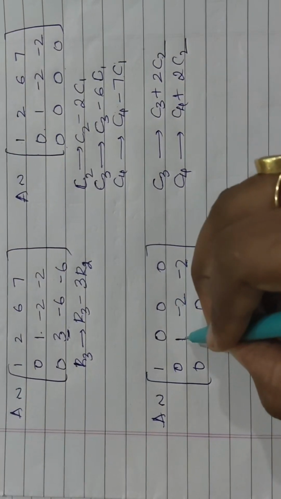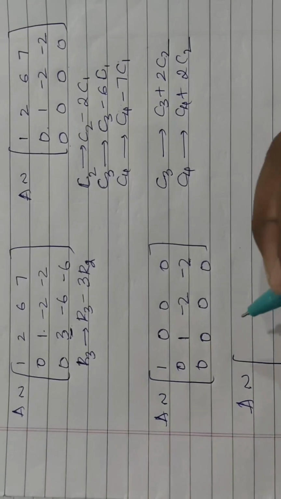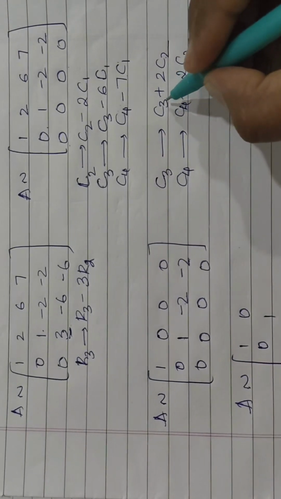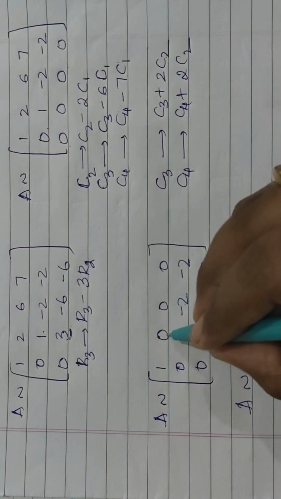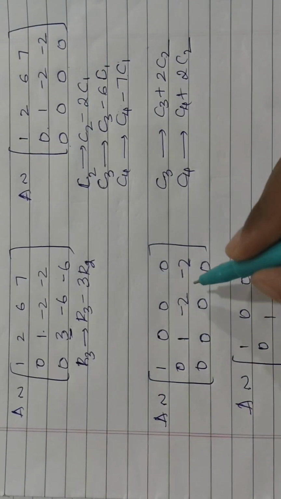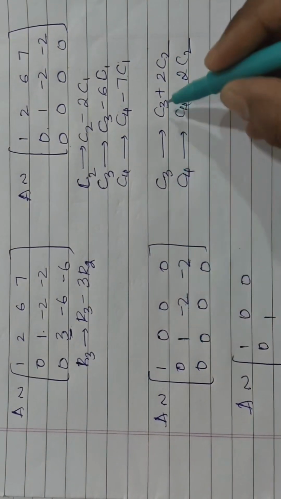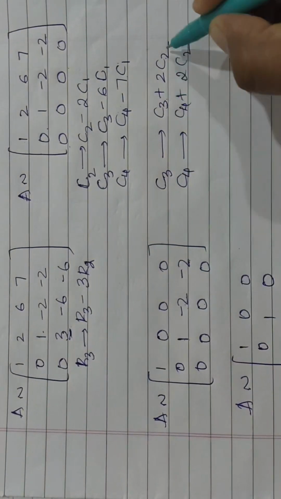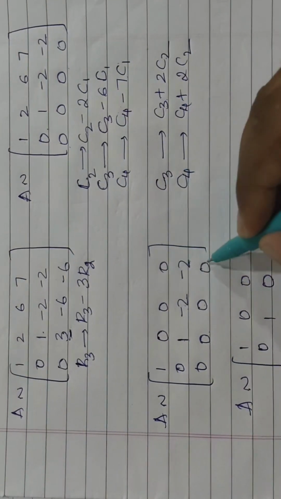So it is plus 2 into C2. Okay. So now our given matrix is equivalent to, there is no change for first column, no change for second column. And now the third column is C3 plus 2C2. C3 plus 2C2 is 0. Next, C3 is minus 2, C2 is 1. So it is minus 2 plus 2 into 1, that is 0. Next, 0 plus 2C2 is 0. So it is 0. Next, we'll move on to fourth column.